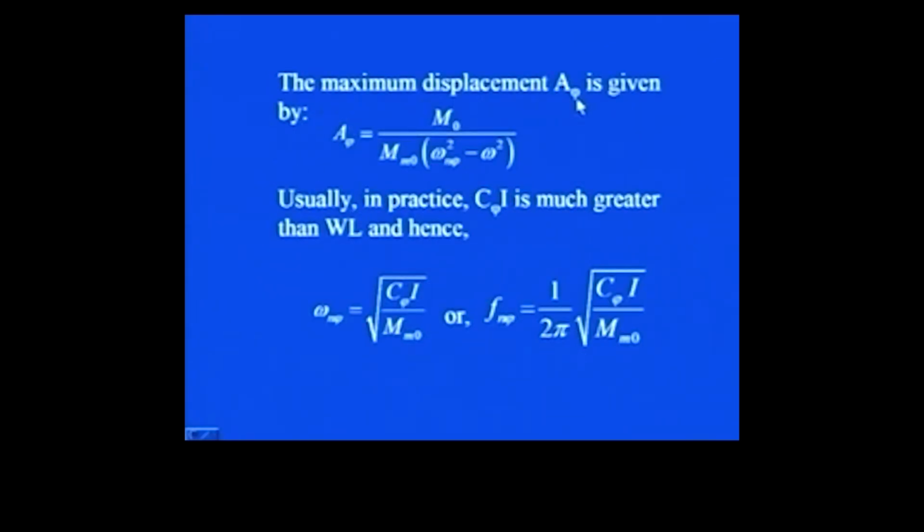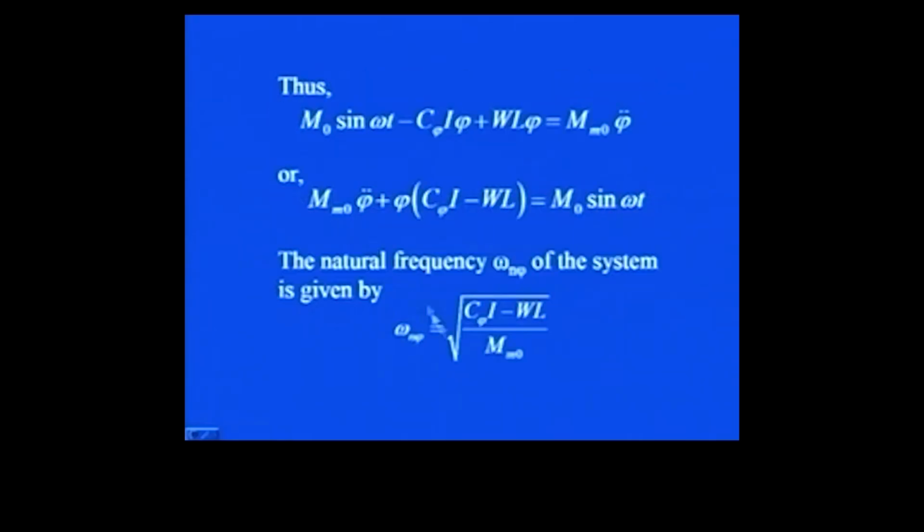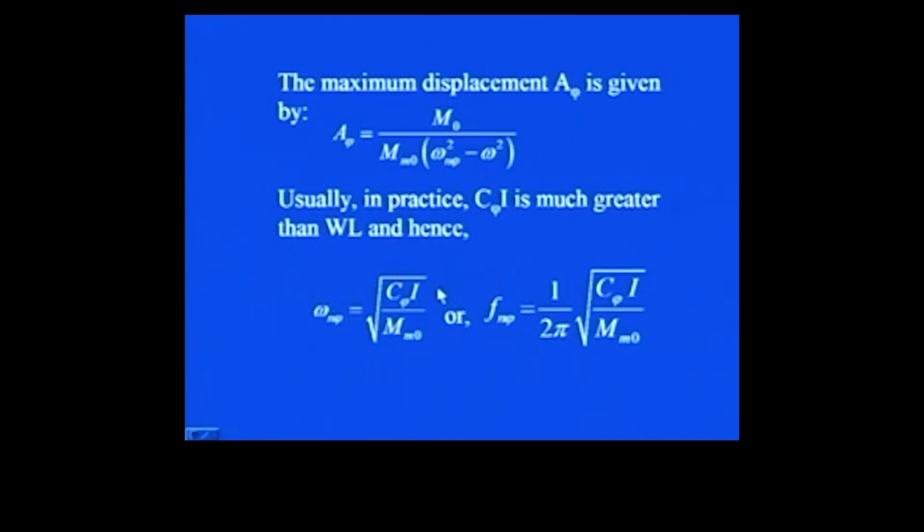The maximum displacement A phi is given by A phi equal to M naught divided by M_MO into omega n phi square minus omega square. Now, in practice it has been seen that C phi I is quite greater than W L. So, you can neglect this W L term in this particular expression. If you do that, the resulting expression is C phi I by M_MO, and the natural frequency can be obtained as 1 by 2 pi of omega n phi.